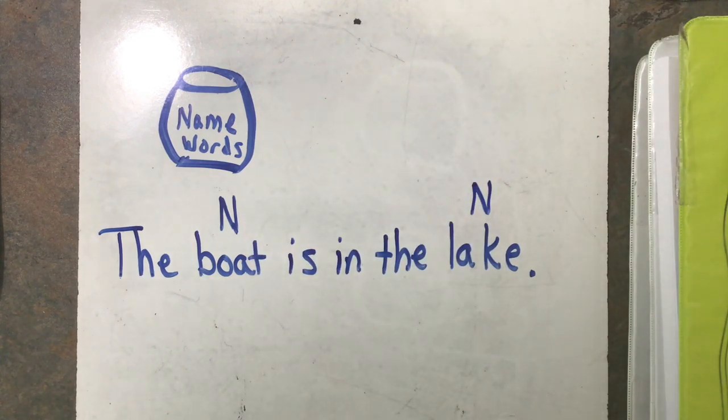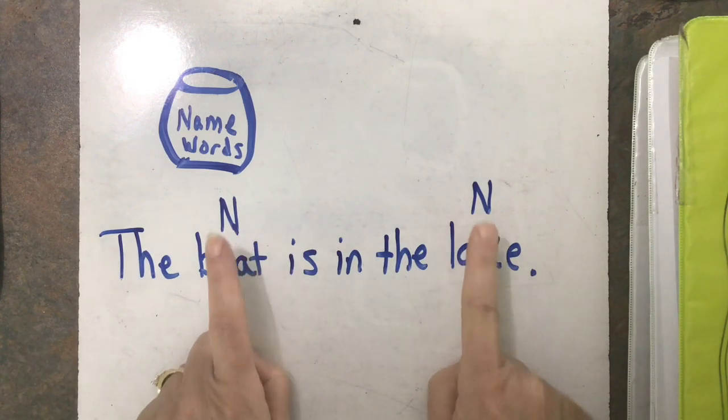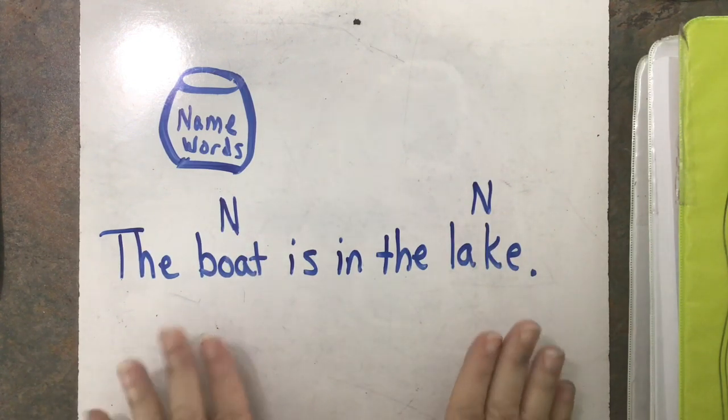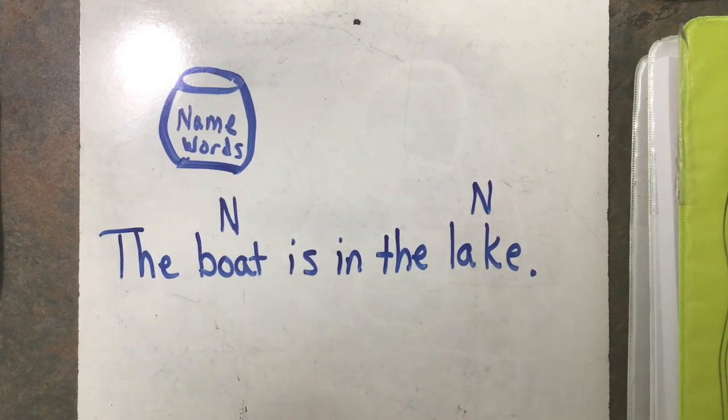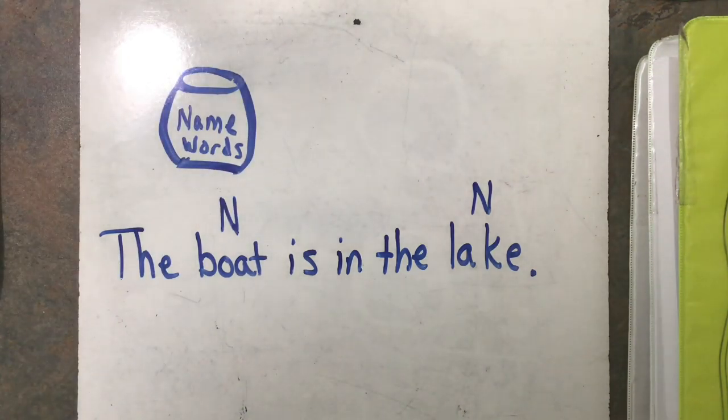Okay. I'm going to give you a picture of some sentences, and I want you to mark all of the name words and then take a picture of it and send it to me, okay? That's going to be your assignment that I want you to send in to me. So you're going to read the sentences. I'm going to show them to you here in a minute, and I want you to find all the name words and put a capital N above them all.